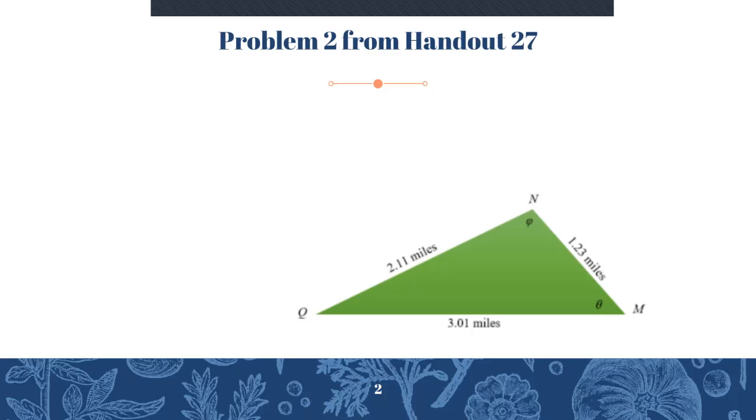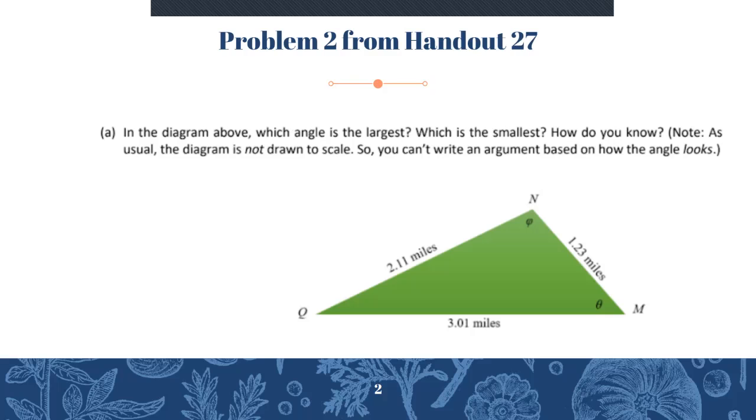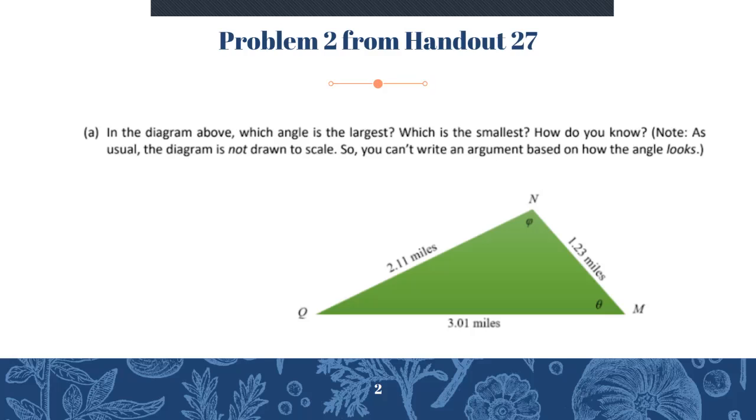So I will be teaching problem 2 from handout 27, and this problem is asking us 3 different questions. A, in the diagram, which angle is largest and which is the smallest, and how do we know? B, find theta, the measure of angle M, and C, find phi, the measure of angle N.